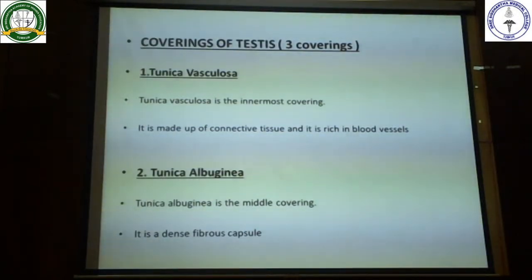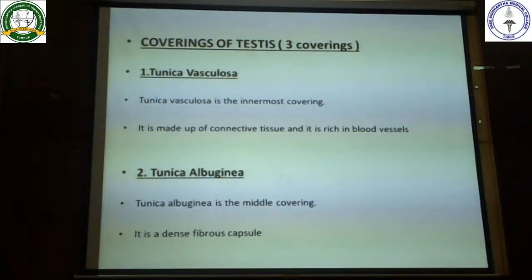Coming to the coverings of the testis. As we are dealing with the functional anatomy of the male reproductive system, we are concentrating more on the main primary sex organ, that is the testis. So we are dealing with what is there inside the testis, what are the coverings of the testis, what are the cells present inside the testis, and what is the function of those cells. That is what we are going to discuss in today's class. So moving ahead, coming to the coverings of the testis.